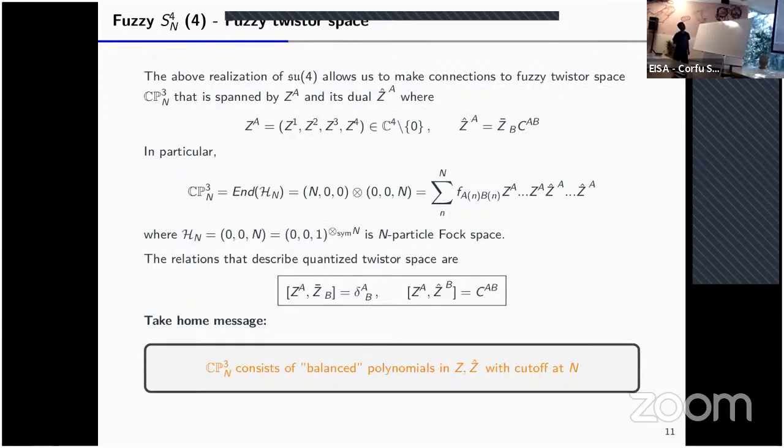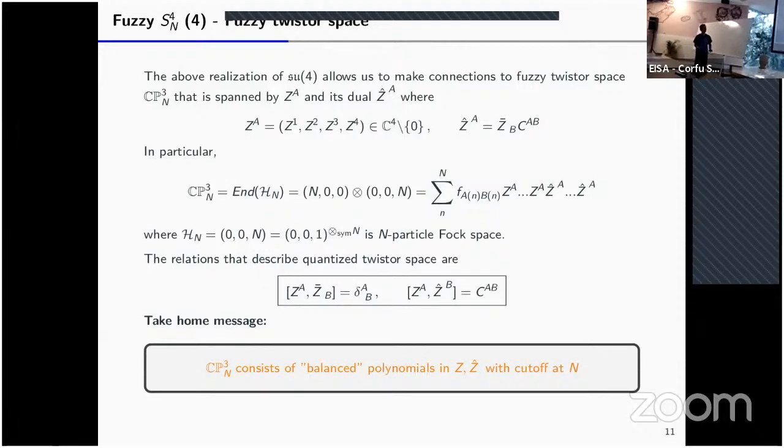Now the above realization of SU4 allows us to make a connection with fuzzy twistor space, which I denote as CP3 with the subscript capital N here. This space is spanned by the SU4 vector ZA and its dual Z hat A, where ZA is the homogeneous coordinate of CP3, and Z hat A is defined as the complex conjugate of ZA contracted with the SP4 invariant matrix CAB that will be defined soon. Now CP3 N is defined as this, where curly H is the n-particle Fock space. And the relations that describe quantized twistor space are these relations.